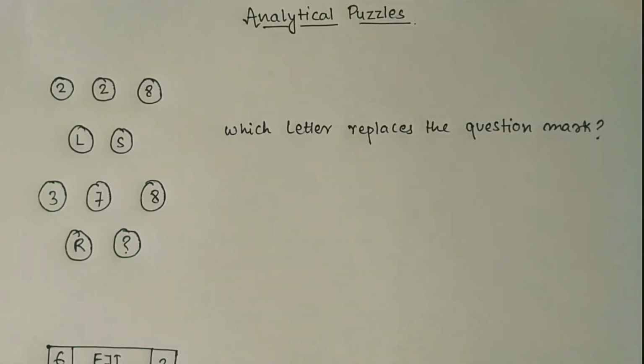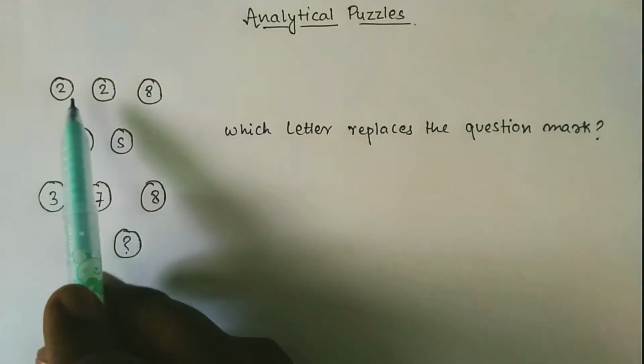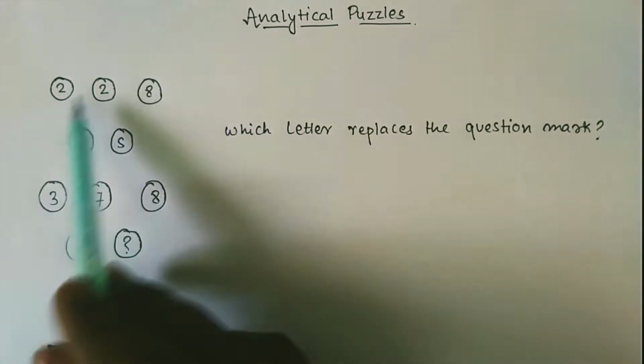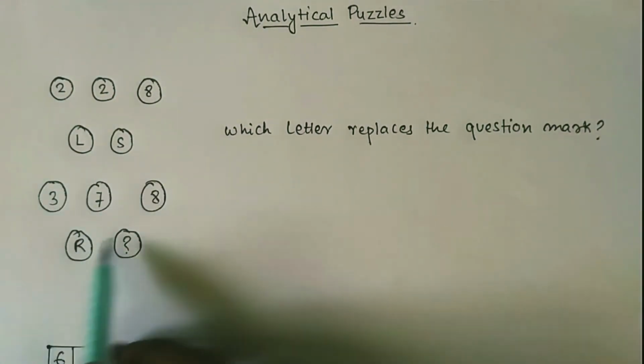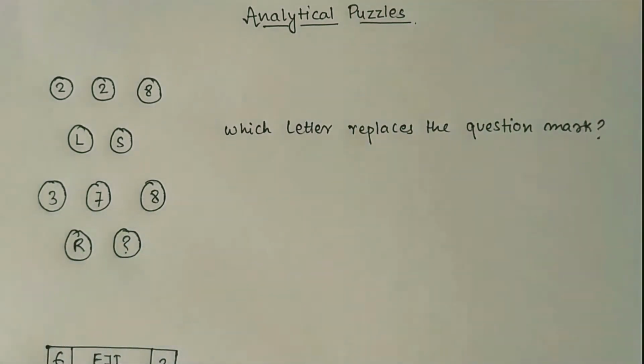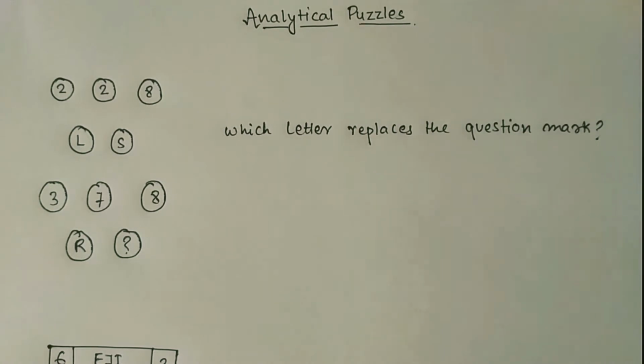So here, as we can see, there are some boxes: 2 2 8, and here it's L and S. Okay, here 3 7 8, here R, and here a question mark. So in one box there is a question mark, and the question asks which letter replaces the question mark. So actually we have to find a letter which replaces the question mark. So how to solve this question?